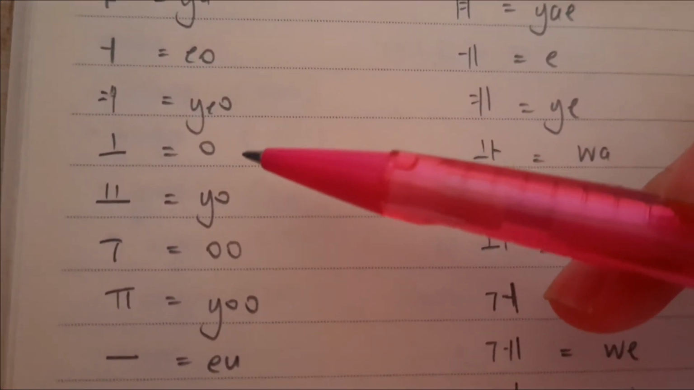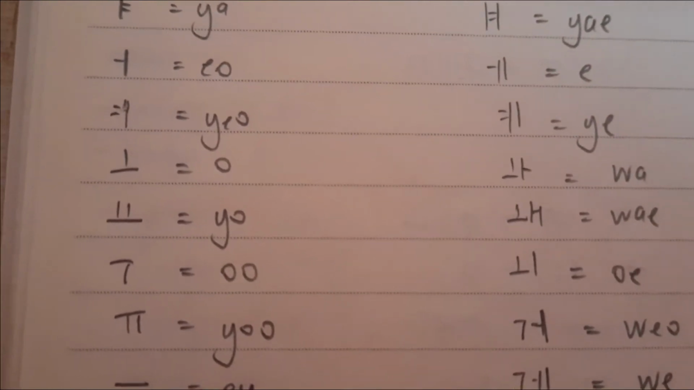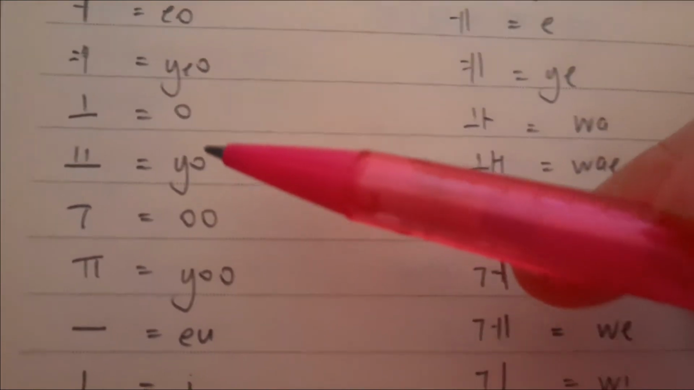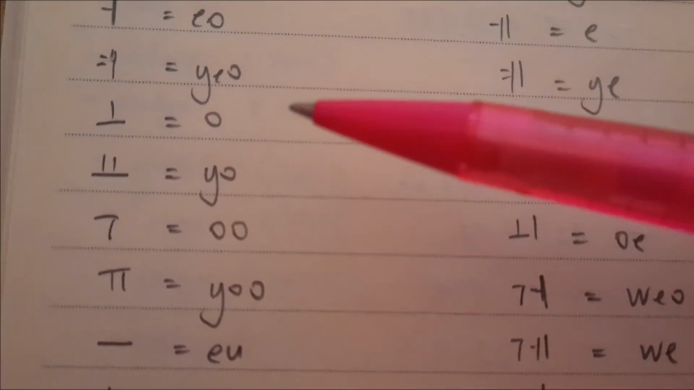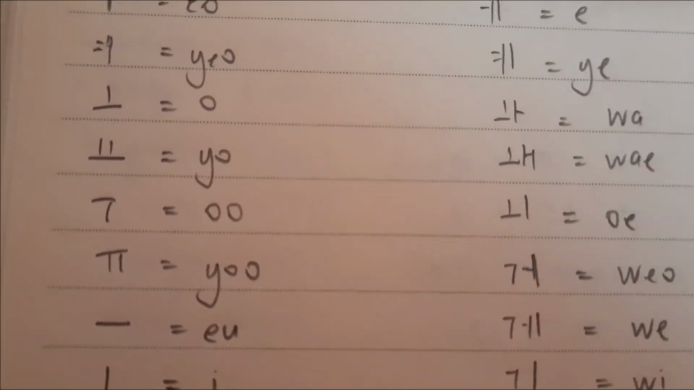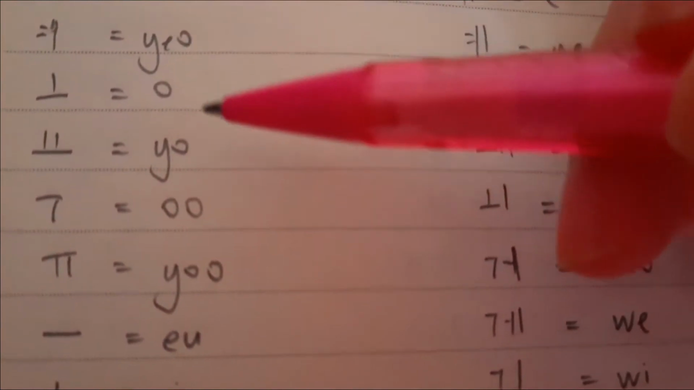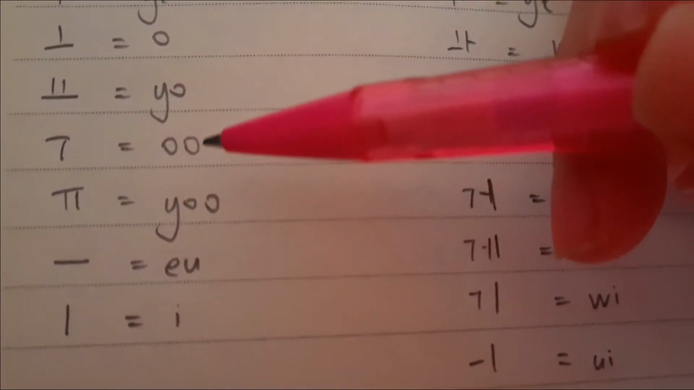Next is this letter, and it's pronounced as O, like the letter O, like the O sound. Alright. And this letter below it, with 2 lines, is pronounced as yo, as in yo guys, sup. That kind of yo. So O and yo. Right? Next is this one.